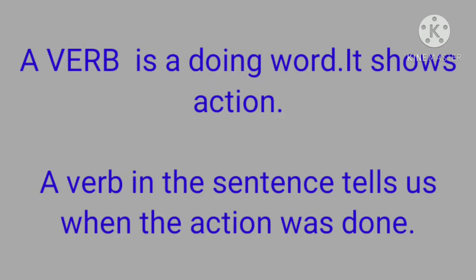So, as we all know, what is a verb? A verb is a doing word. It shows us the action. In a sentence, how do we find out the verb? When we see a word which is showing some action, like eat, sleeps, dance, jumps, we say that they are verbs because they are action words.